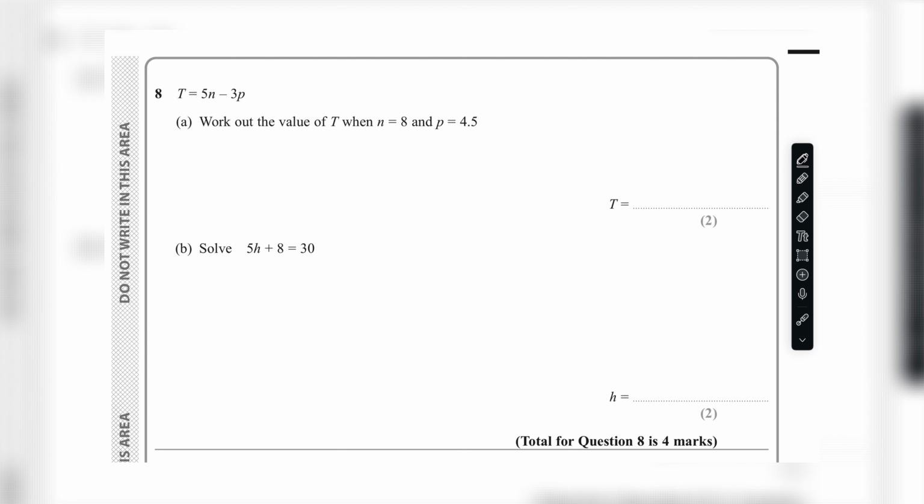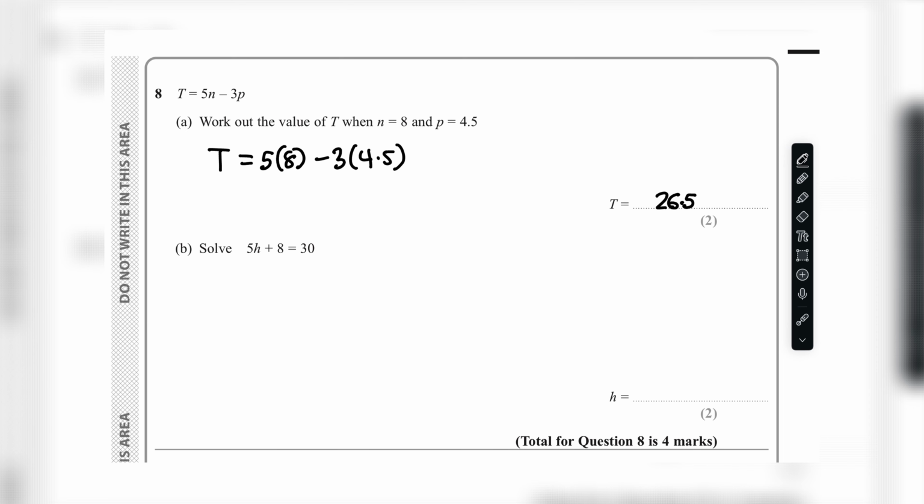In question 8, we are given an equation t equals 5n minus 3p. And in the first part of this question, we are asked to work out the value of t when n equals 8 and p equals 4.5. So t equals 5 multiplied by 8 minus 3 multiplied by 4.5. And when you put all of that into your calculator, you get a value of 26.5.